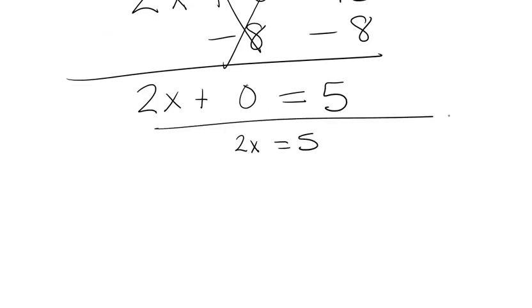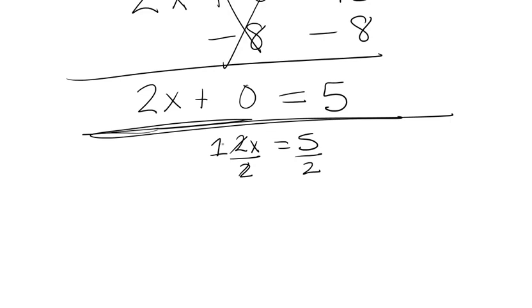Now, in order to solve for x, we need to divide on both sides, which is what we've done in the previous videos. So 2 divided by 2 is just 1. And now 5 over 2. So we can just write x equals 5 over 2, or we can say x equals 2.5.